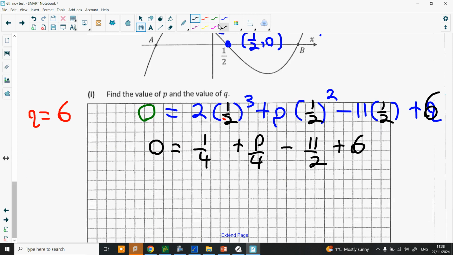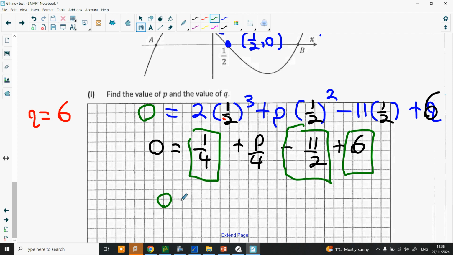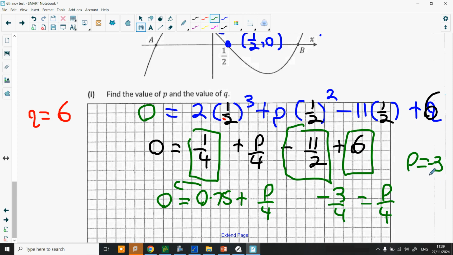Now, can anybody put the 3 of these in the calculator for me? Save me a bit of time. What do you get? Is it 0.75? Currently, it's 0.75, yeah? Then when I bring it out the other side, it's minus 3/4 equals P over 4, then P equals minus 3.